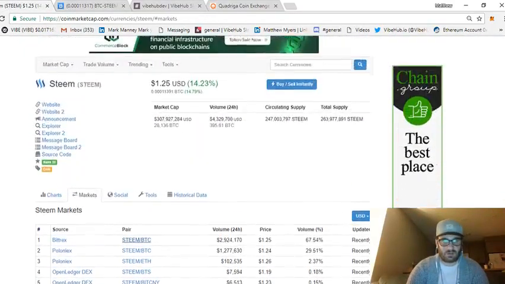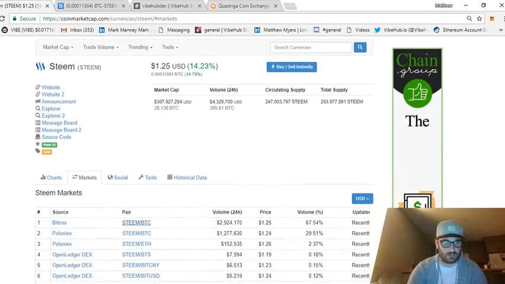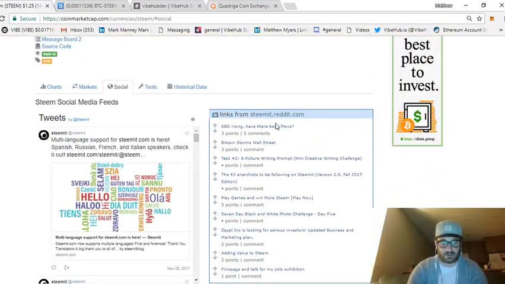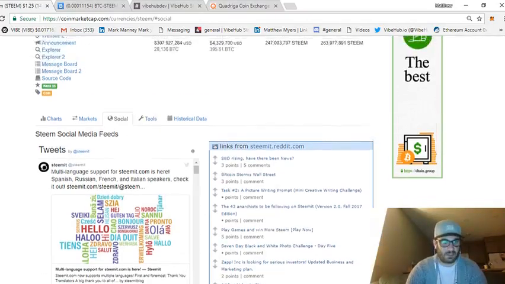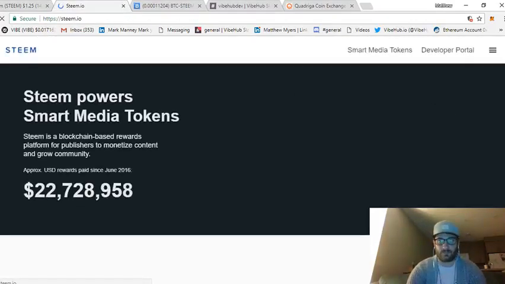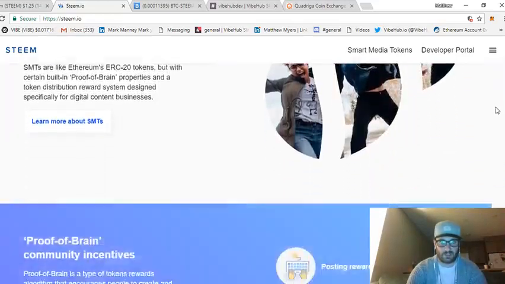And this goes the same for researching any coin you're into. You go to their social media, and usually they have a Reddit thread. Reddit's crucial. If you don't have Reddit, you should probably sign up for Reddit. And then their Twitter, and check out their website. Website all looks good.